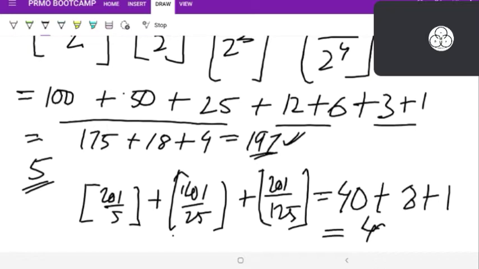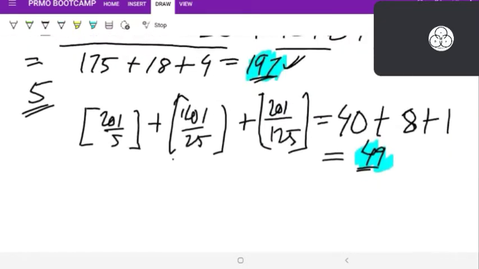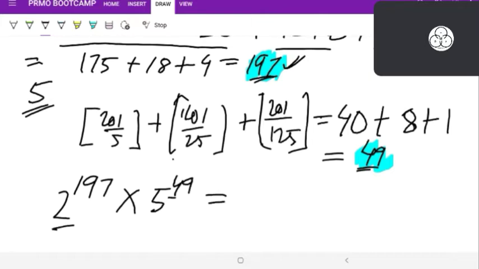This is 49. This is 8. And now 1 is 197, indices of 2. Another is 49. What will be the indices of 10? 2 to the power 197 into 5 to the power 49. What will be the indices of 10? Let us take 2 to the power 47 common.